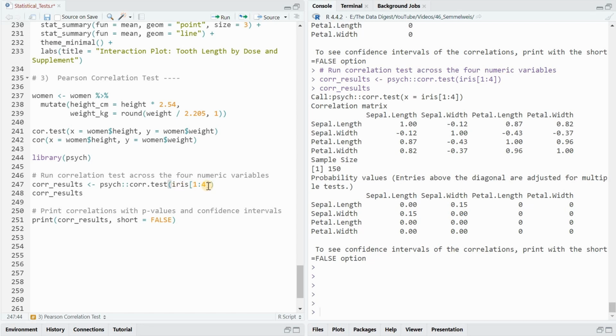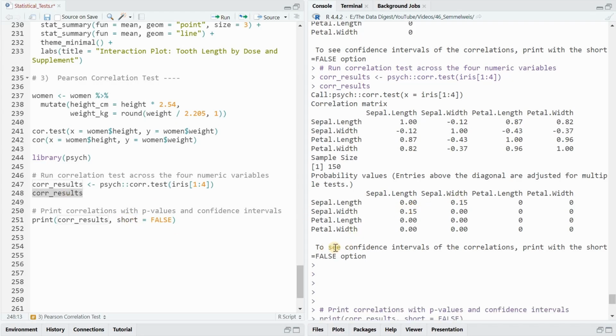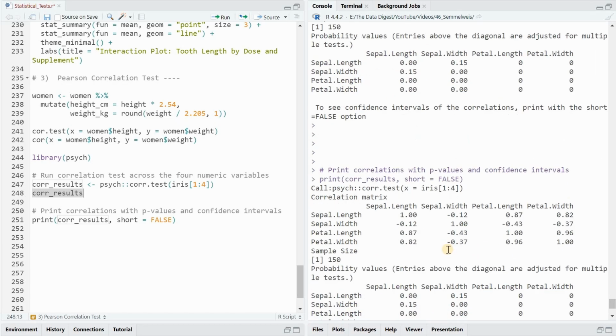So the famous iris dataset has 4 measurements: sepal length and width, and petal length and width, and here you would get correlation values and the p-values. So these are almost all significant except for one correlation pair. If you just look at this object, you get information to run the print function with short equals false to see confidence intervals of the correlation.